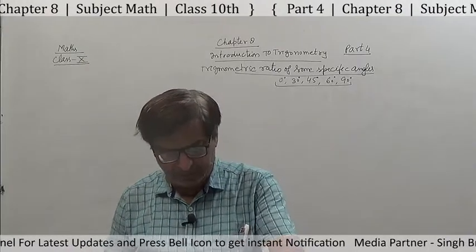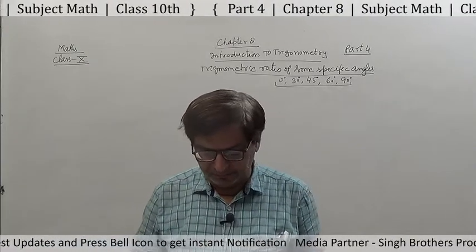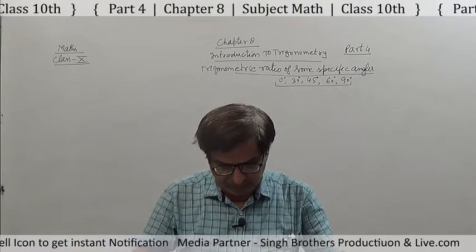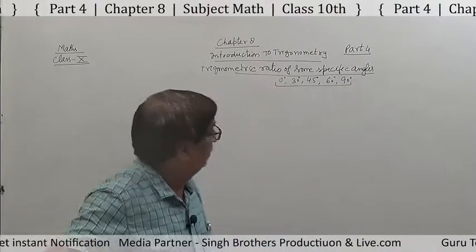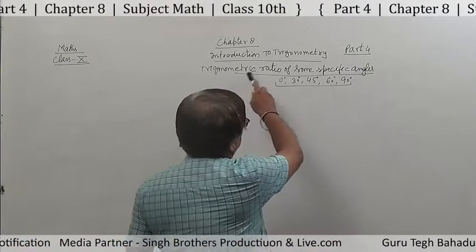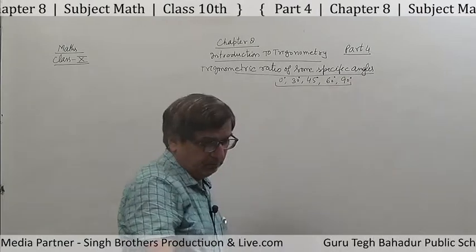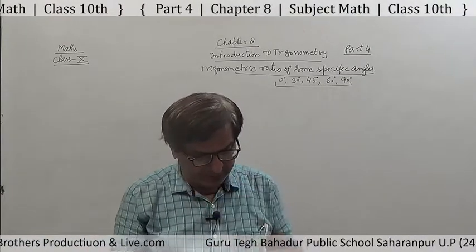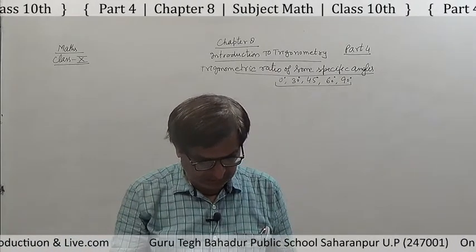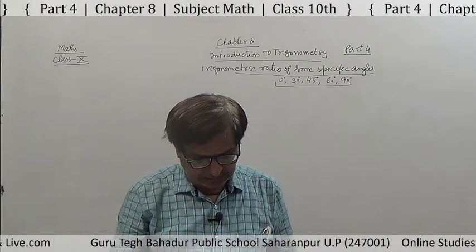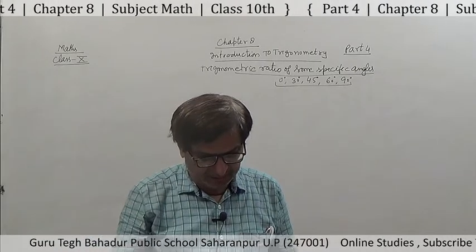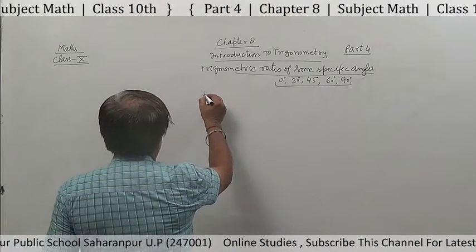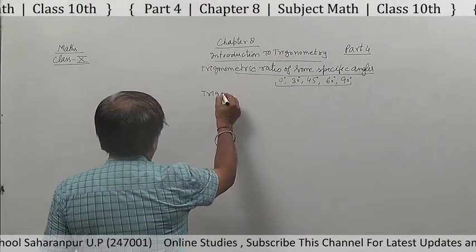Good morning, students. Today we will do the next topic of trigonometry, that is the trigonometric ratios of some specific angles. The specific angles are 0 degree, 30 degree, 45 degree, 60 degree and 90 degree. So first of all, we will make a trigonometric table.